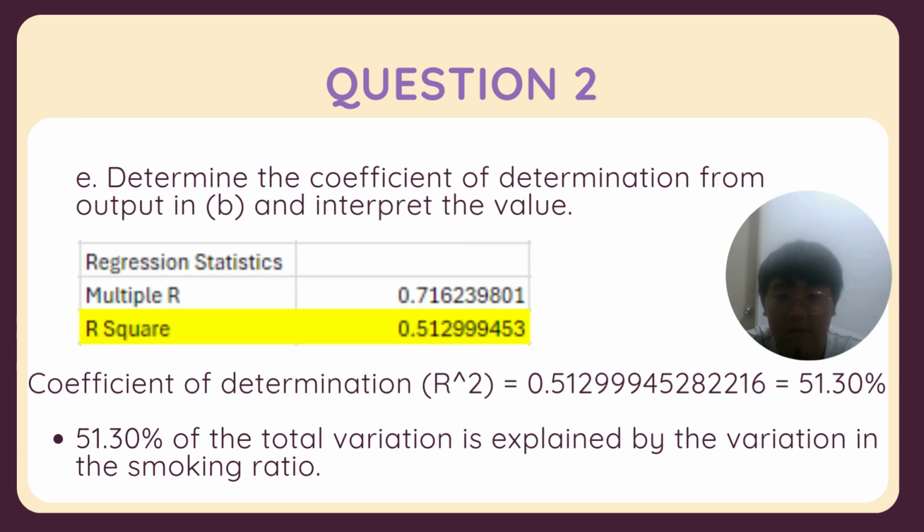Question E. Determine the coefficient of determination from the output in question B and interpret the value. Through the summary output table, we found the coefficient of determination, which is the R square, equal to 0.512999, equal to 51.30%. That is, 51.30% of the total variation in the lung cancer SMR is explained by the variation in the smoking ratio. The balance of 48.7% is the unexplained variation.